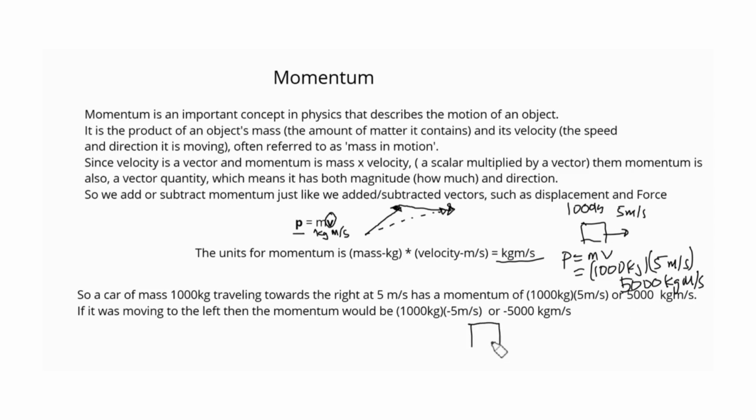Similarly, if that same car was now traveling towards the left with a speed of 5 meters per second, meaning it has a velocity of negative 5 meters per second, then our momentum would be 1,000 kg times negative 5 meters per second, giving us negative 5,000 kg·m/s.